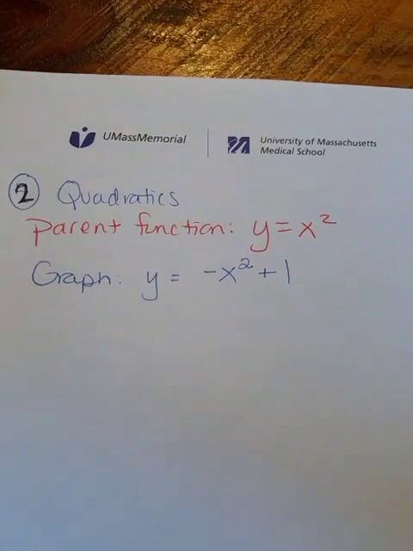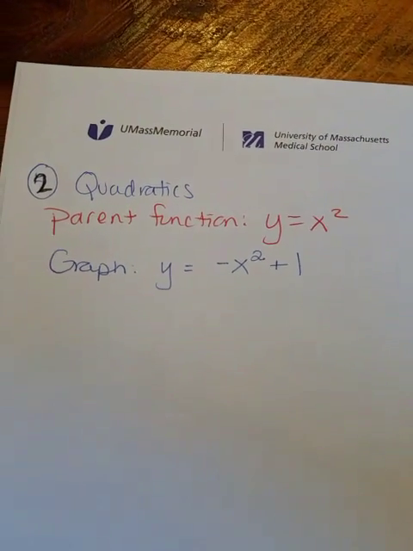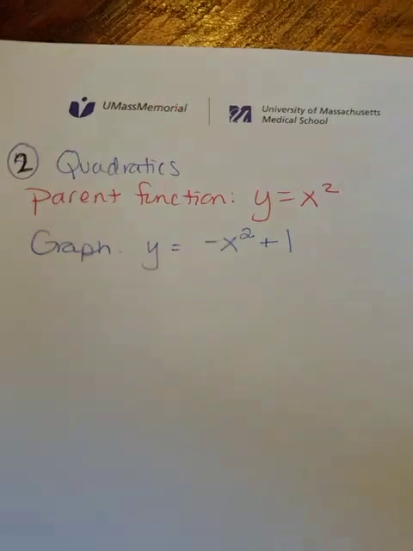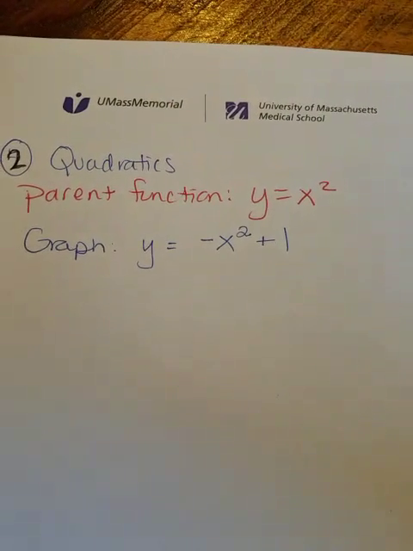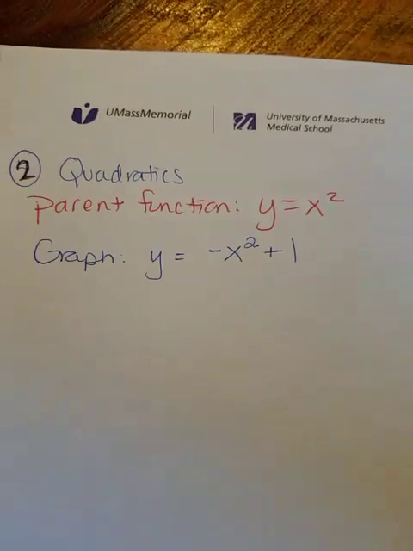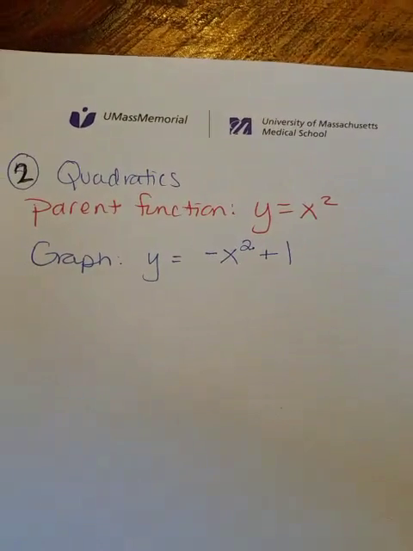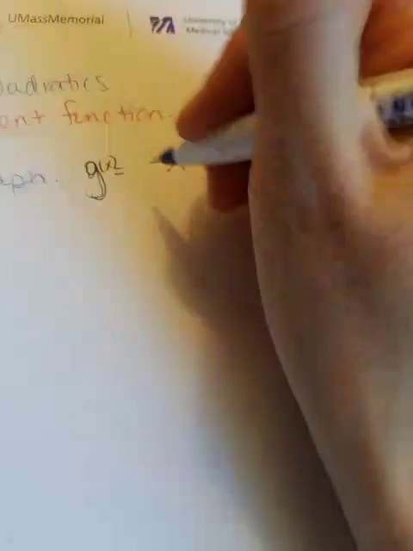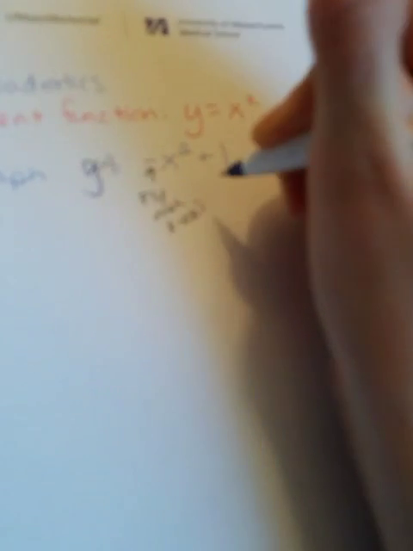All right, I'm kind of switching things up. The second one we're going to do is quadratics, which we spent almost this whole term doing. But so your parent function is just y equals x squared. And so if I asked you to graph, let me change this again, g of x equals negative x squared plus 1. So that negative out front, that's a flip over the x-axis. And then I'm just going to go up 1.